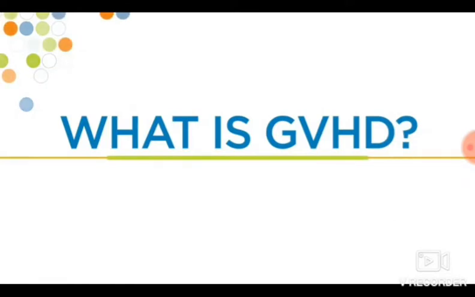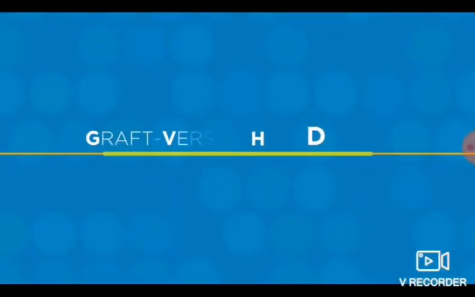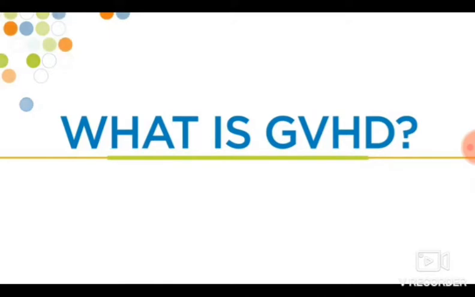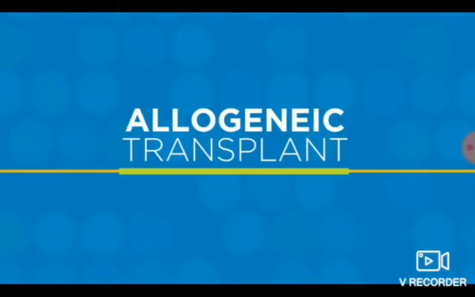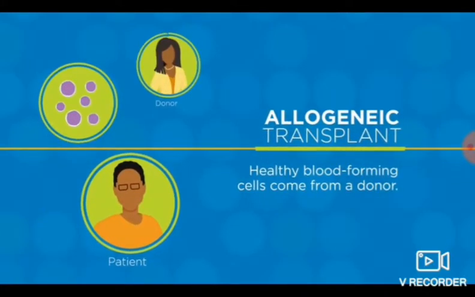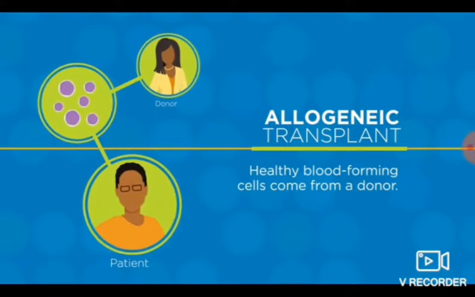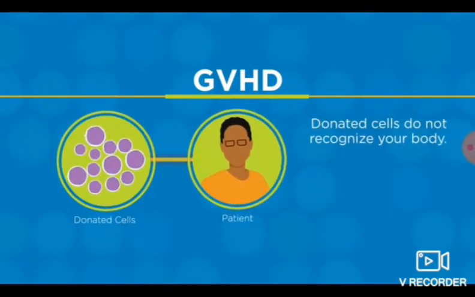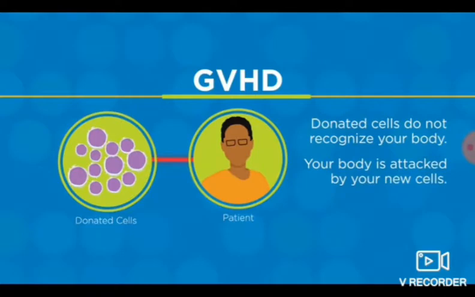As you learn about or plan for a blood or marrow transplant, your transplant team will help you learn about GVHD. GVHD stands for graft versus host disease. Learning about GVHD and knowing the signs and symptoms to watch for can help you be more prepared for your transplant recovery. What is GVHD? GVHD is a common side effect of an allogeneic transplant. Allogeneic transplant uses healthy blood-forming cells, also called stem cells, donated by someone else. GVHD develops when your new donated cells do not recognize your body, and as a result, your body is attacked by them.